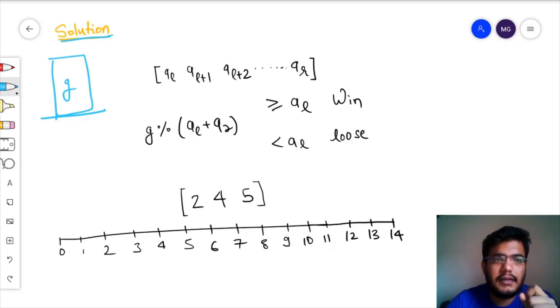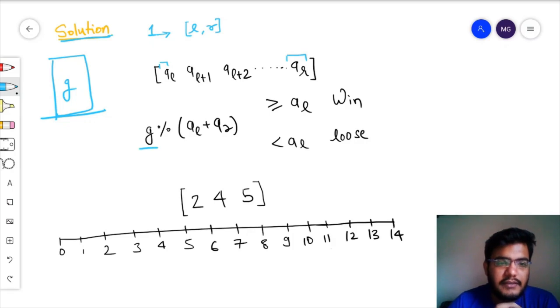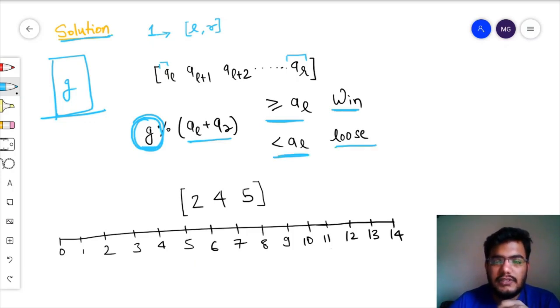So when we are concerned about one particular game, that game has L and R, so we can use all the numbers from AL to AR, which is a subarray of the initial given array A. Now we are claiming that for a particular G, where G represents the number of objects in the pile, if G's modulo with AL plus AR comes out to be greater than AL, then this state with G objects in the pile is classified as a winning state. And if this modulo term comes out to be less than AL, then it is a losing state.